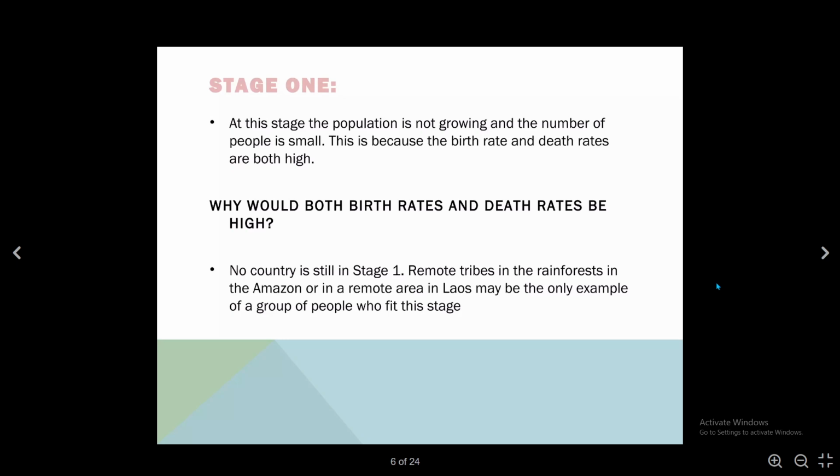So no country currently, we would say, is in stage 1. Stage 1 is most countries that would be in there would probably be from maybe 100 years ago. Currently, we could say that maybe some remote areas where there's some tribes, where there's no healthcare at all, or no level of development or technology, would still have a high birth and high death rate.